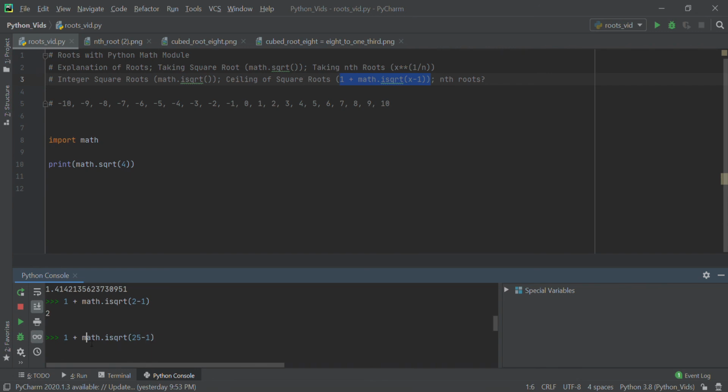It's asking the integer square root of 25 minus 1, so the integer square root of 24, and then add 1 to the whole thing. And that gives you 5 again, because remember the ceiling of an integer is still that same integer, so that makes sense. So will this work with a really big number?